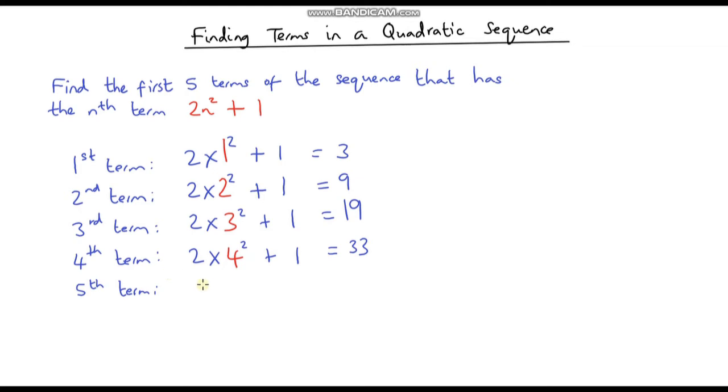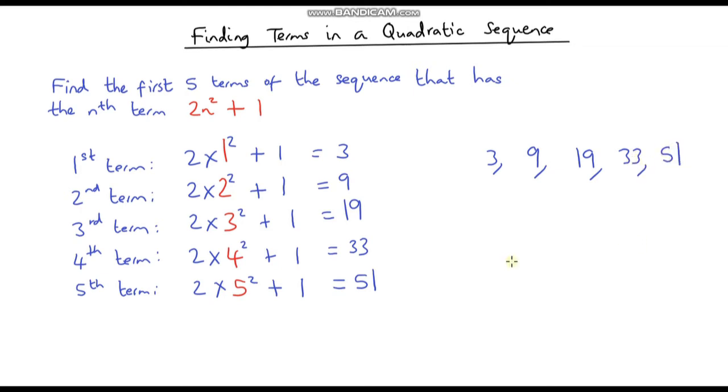And then finally my fifth term, I'm going to do 2 times 5 squared. So 2 times 5 squared plus 1. So this is 25. 25 times 2 is 50. 50 plus 1 is 51. So the first 5 terms of my sequence are 3, 9, 19, 33 and 51.